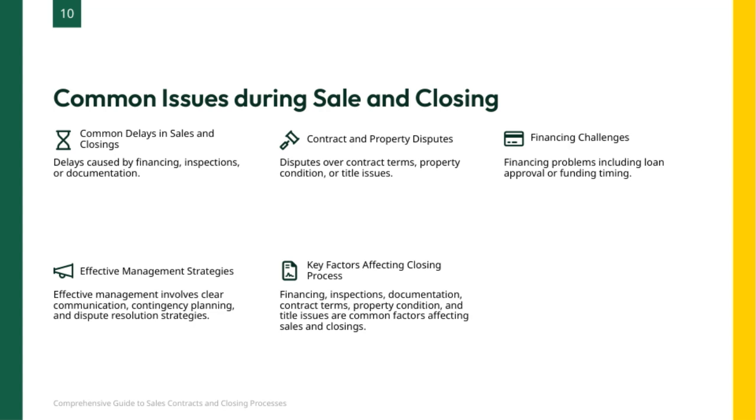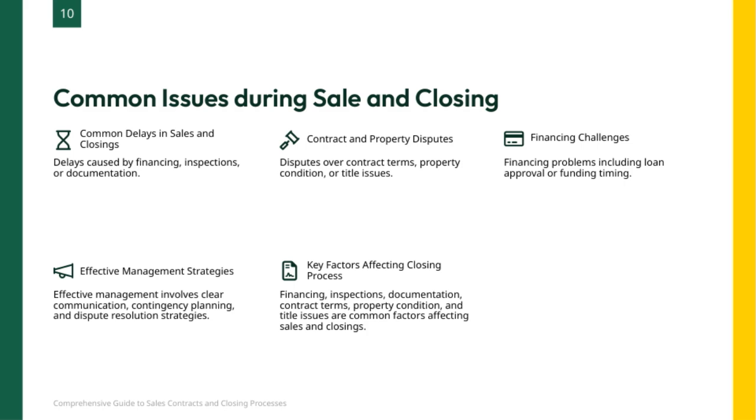One of the main delays often comes from financing, inspections, or documentation. These are critical steps that can sometimes take longer than expected, causing delays in closing the deal. Another area where issues frequently occur is contract and property disputes. These might involve disagreements over contract terms, questions about the property's condition, or problems related to the title. Addressing these disputes early is essential to keep things moving smoothly. Financing challenges are also quite common. Sometimes, a buyer might face difficulties with loan approval or delays in funding, which can hold up the closing process.